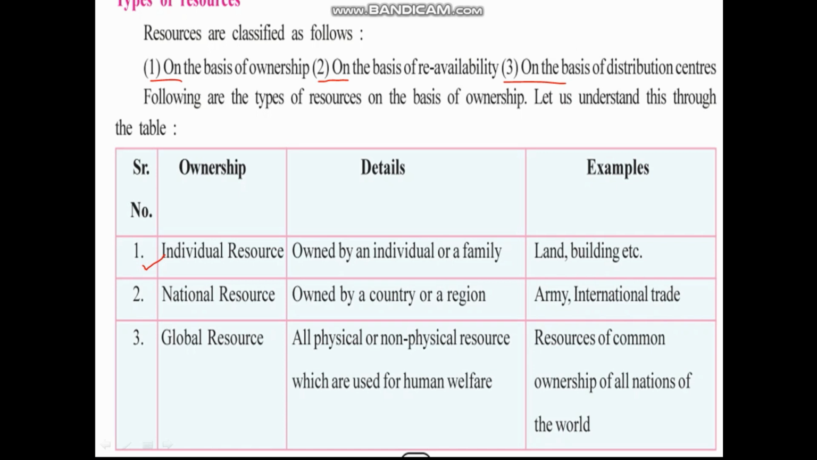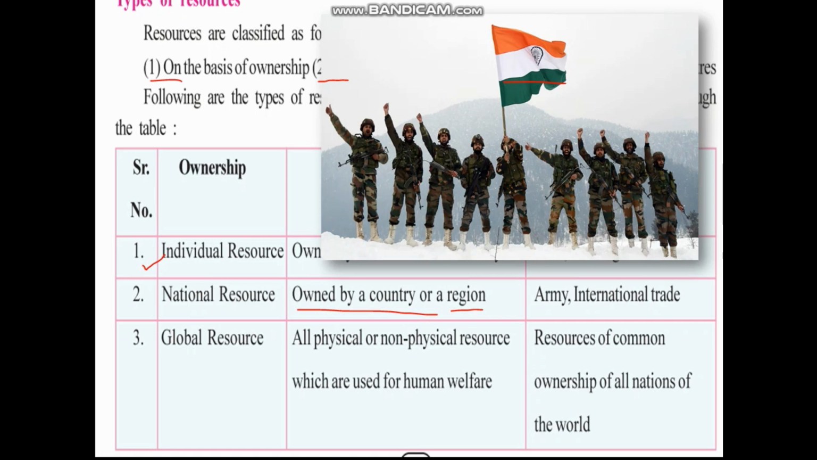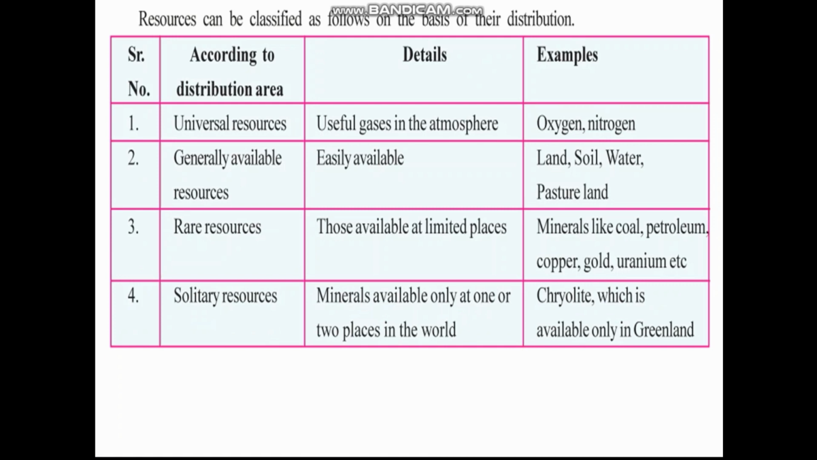Second is national resource. Resources that are owned by a country or a region. Certain kinds of resources are owned by the country, and that's why they are termed as national resources. Example, army. Our army is a national resource. It is not the property of an individual person, but is the property of the whole country, and that's why it is termed as a national resource.